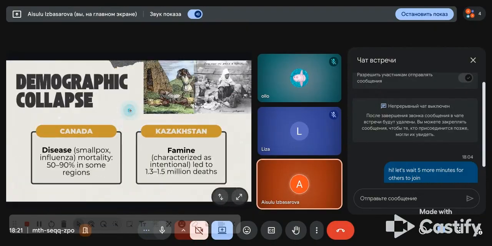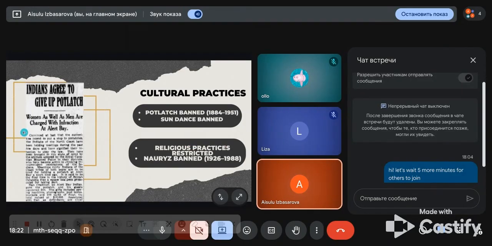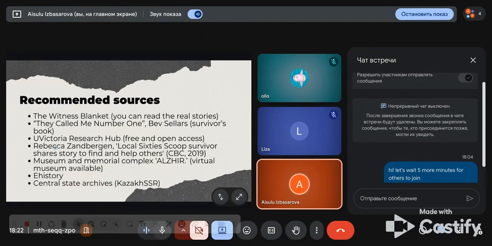Basically, that's our lecture, and now I want to show some sources that I used when exploring this topic last year. The Witness Blanket is a very strong source to look at, because there are real stories uploaded to this memorial complex. You can read them, you can watch them, because some survivors are also telling those stories to camera. And we also have a book of testimony, which is They Called Me Number One. Also make sure to look at the University of Victoria's research hub, because there are some free and open access sources. I got the Indian Act and the real primary documents from this research hub. You can read the real stories of a local 60s Scoop survivor.